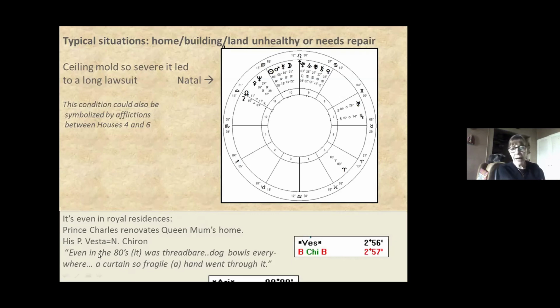And the quote about it was that even in the 80s, he inherited it in 2003, but even in the 80s, it was threadbare. Dog bowls everywhere, and you could put your hand through the curtain. And so that was a royal residence, a Vesta Chiron residence. And I don't know if we can see the bottom of this slide, but here's her, we can't. Her chart, the Queen Mum's chart, she had Aries on the Chiron Vesta midpoint. So you see it in the best of homes.